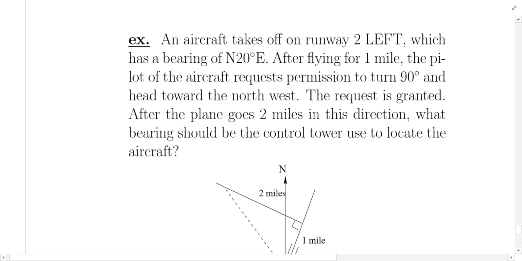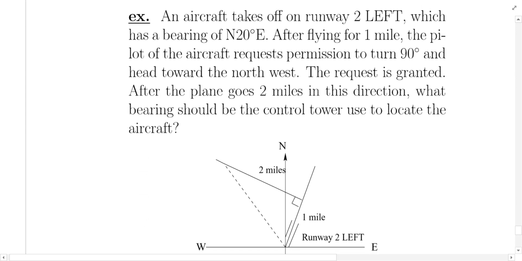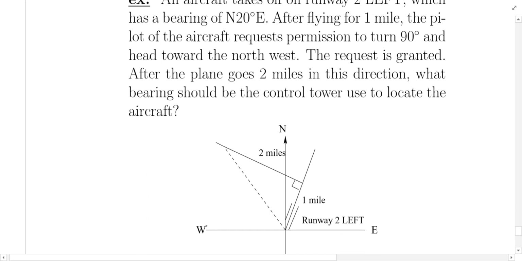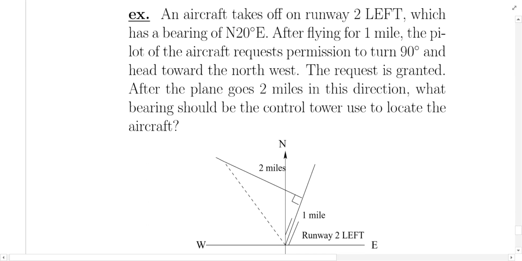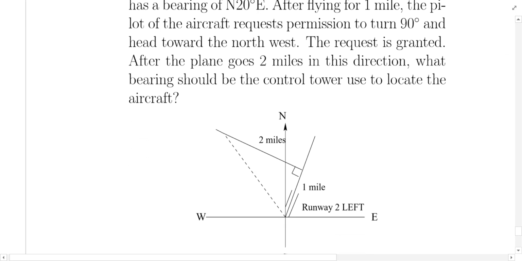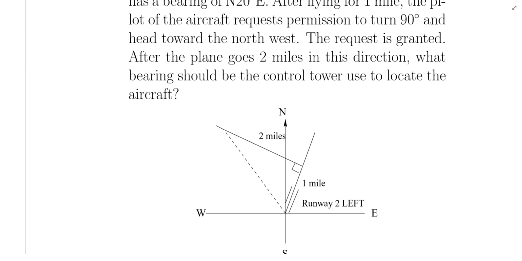We have that an aircraft takes off of a runway. This is just the name of the runway to left. So you have the runway right here, which has a bearing of north 20 degrees east. So I have my plane or aircraft right here in the origin, and it goes north 20 degrees east. So basically north 20 degrees east is this direction, and this is the bearing. So this is north 20 degrees east.